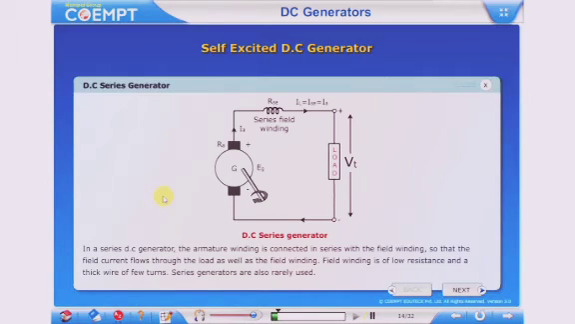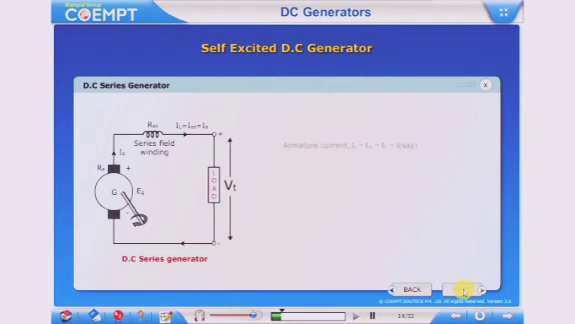In the given figure, armature current Ia is equal to Ise is equal to IL is equal to I. The terminal voltage Vt is equal to Eg minus I multiplied by (Ra plus Rse).